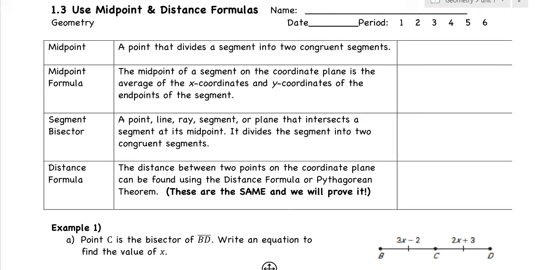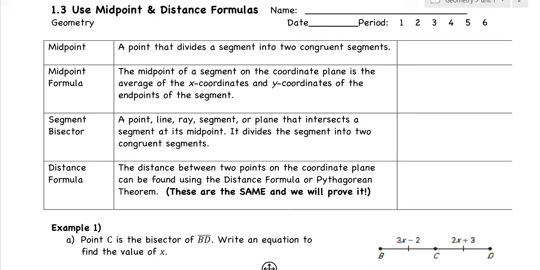Our definitions to memorize. We have midpoint, a point that divides a segment into two congruent segments. Congruent segments from last section. So here we're using our congruent segments to build another definition for a point. What do you call a point that's dividing one segment into two congruent segments? You call it the midpoint.